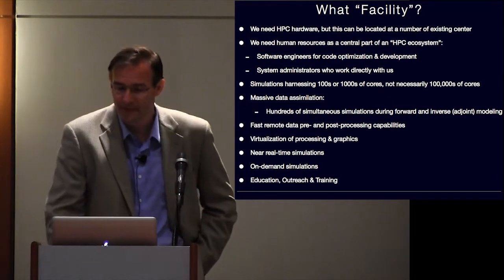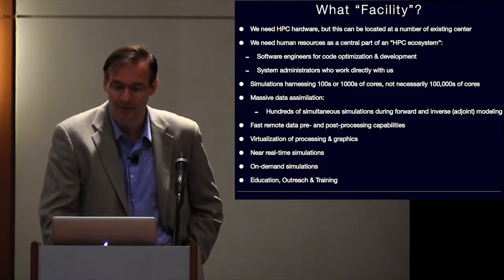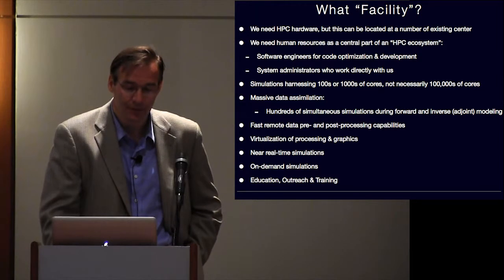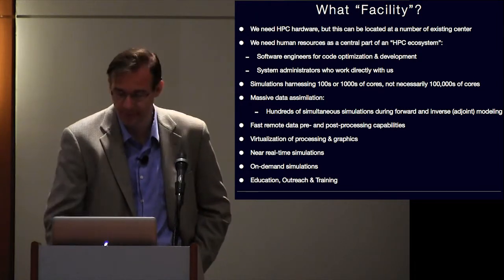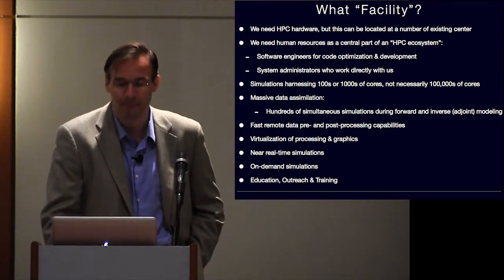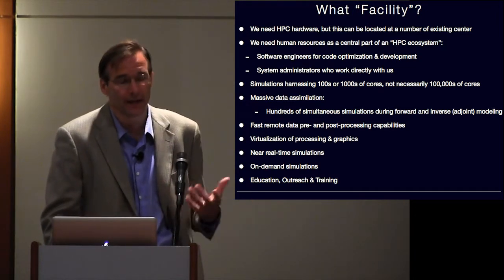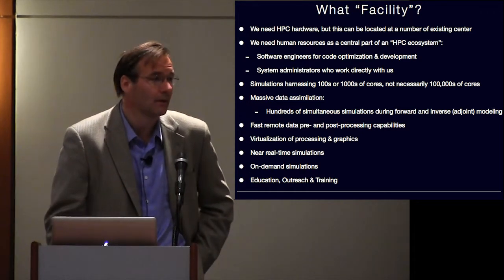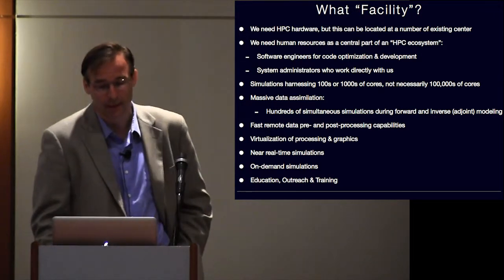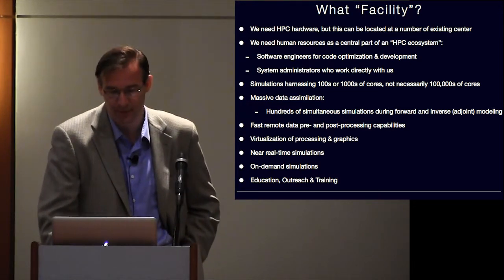So a little bit more about what facility we might envision. Of course, it needs hardware, but again, it can be located at a number of existing centers. A really important aspect of this is that it needs to involve human resources so that you get what Tom Jordan has called an HPC ecosystem. It's really important to have the human component in place so that we have people that we can go to, that we know, that understand what it is that we like to do, and that we can directly interact with, and whose job it is to make sure that we are successful on these systems. So we need software engineers for code development and optimization. We need system administrators that work directly with us and for us.